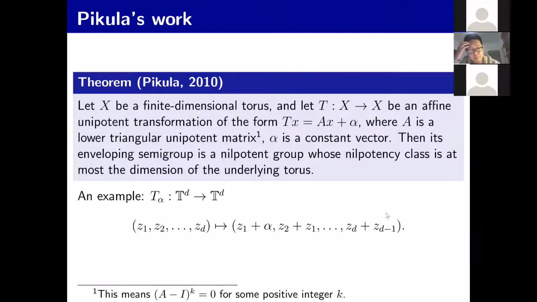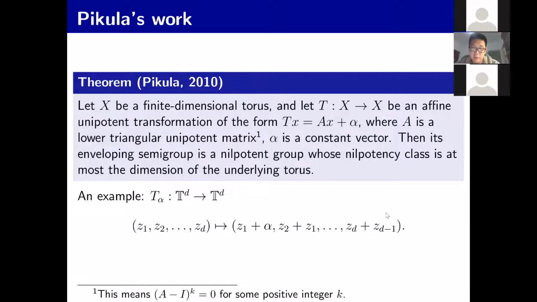In 2010, Pikula proved that finite-step nilsystems have nilpotent enveloping semigroups. Moreover, in his paper, he gave an explicit description of those semigroups. Later, Donoso, using the tool called cube space introduced by Host and Kra, generalized the Glasner and Pikula results to more general systems.